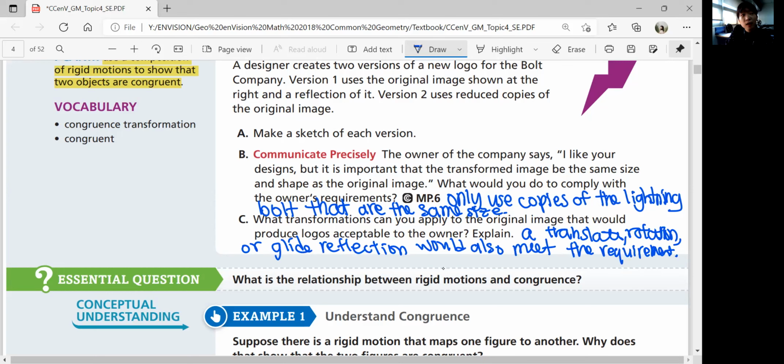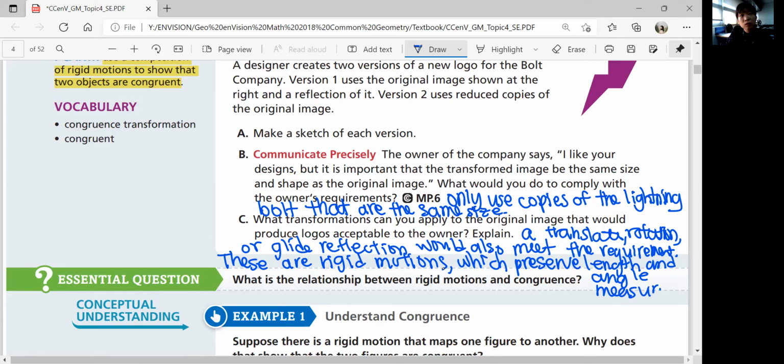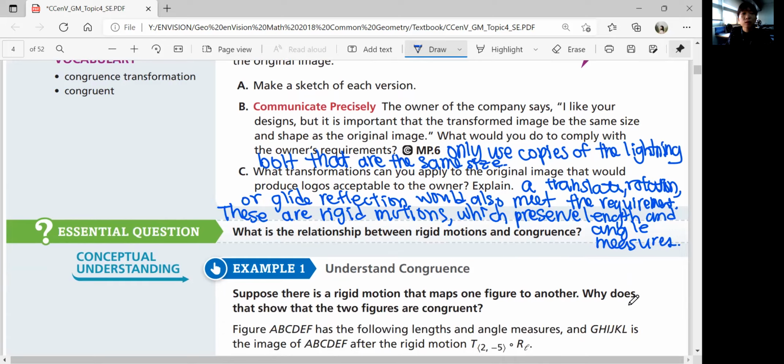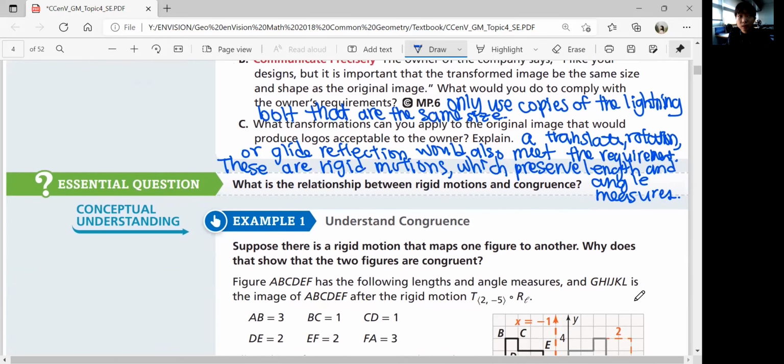Because these are rigid motions. And what is a rigid motion? Rigid motions preserve length and angle measures. So what's the relationship between rigid motions and congruence? This is what we're going to think about in this lesson.